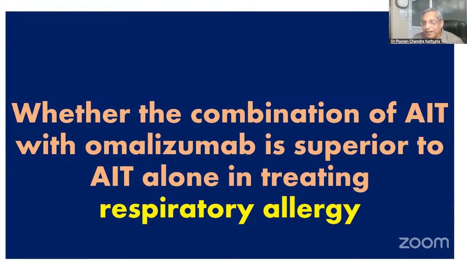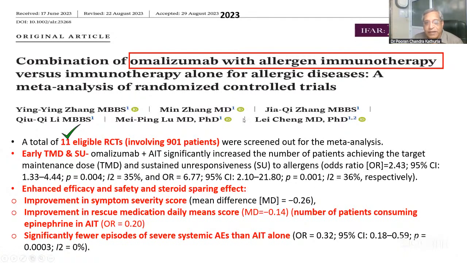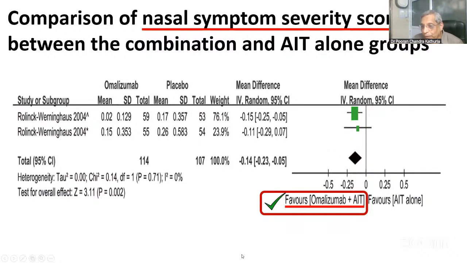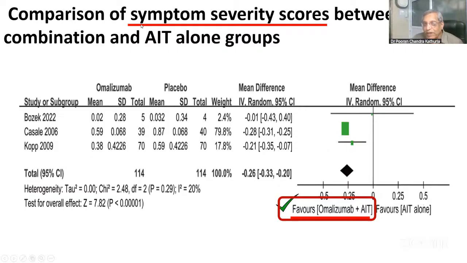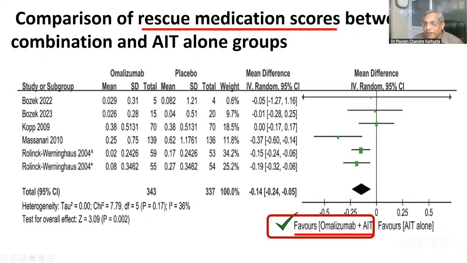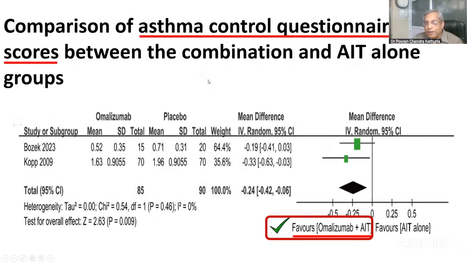In respiratory allergy, this is the meta-analysis done: 11 RCTs on 901 patients, and they found enhanced efficacy and safety, a steroid sparing effect, improvement in the symptom scoring, improvement in the rescue medications, as well as significantly fewer adverse events. Combining omalizumab with allergen immunotherapy favors reduction in the symptom score and the rescue medication score, and has also increased the quality of life.